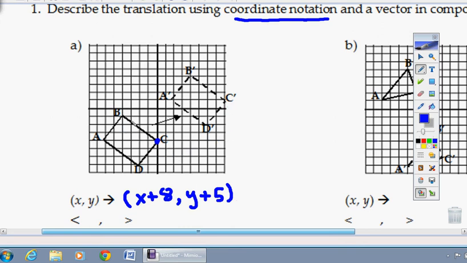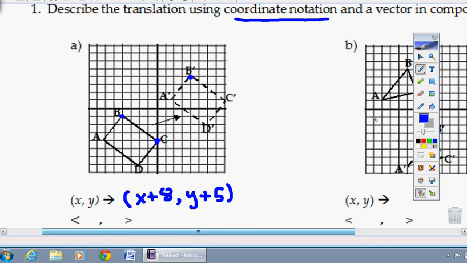Now, what I would do is I would definitely double check it with another vertex. So let's check it with the B's. So I'm going to say, how do I get from B to B prime? I go right 1, 2, 3, 4, 5, 6, 7, 8. Perfect. And then I go up 1, 2, 3, 4, 5.